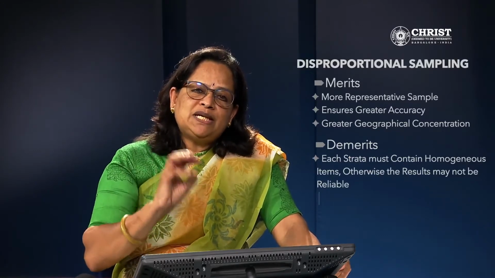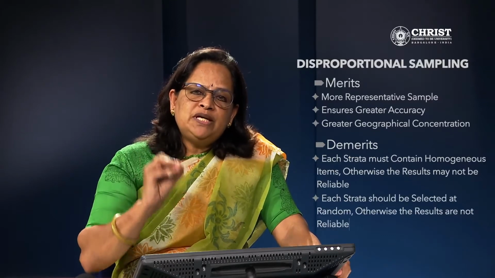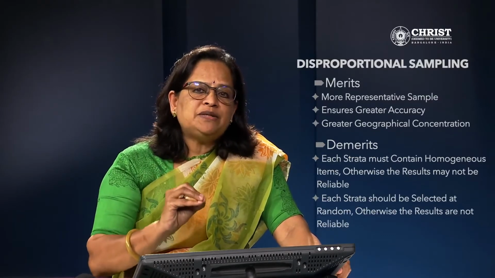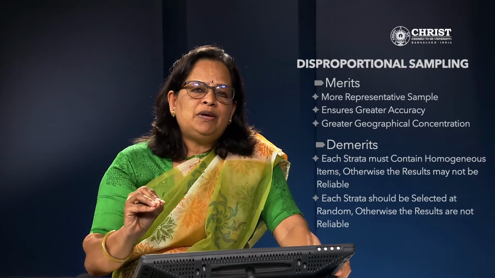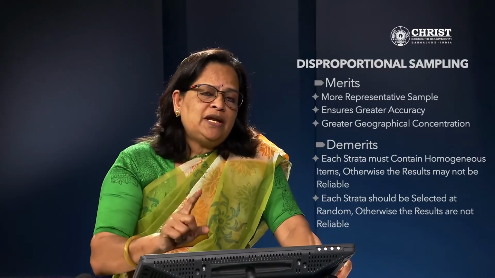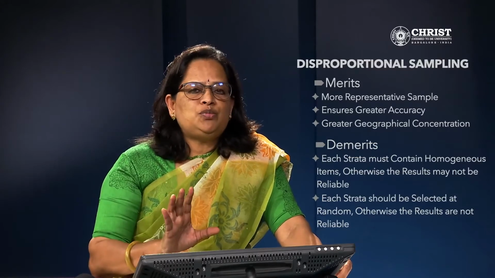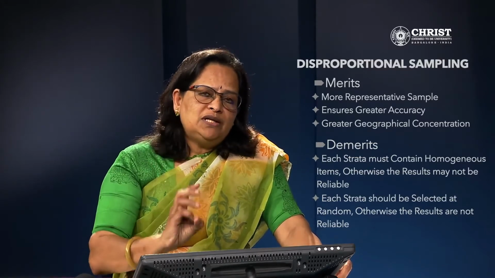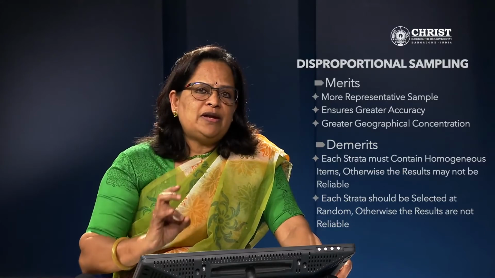Then the second limitation you have to remember is that samples from each stratum should be selected at random. Otherwise the results are not reliable, because now we are talking about random sampling methods. So you have to use any random sampling method for selecting the respondents. That's very important. We have learned the lottery method is there, table of random numbers is there. Now we are coming to the fourth method.